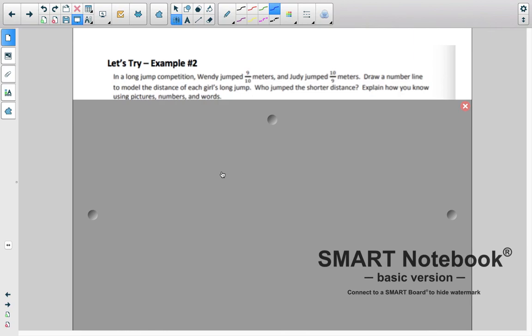It says, in a long jump competition, Wendy jumps 9/10 meters and Judy jumped 10/9 meters. Let's underline that. Draw a number line to model the distance of each girl's long jump. Who jumped the shorter distance? Explain how you know using pictures, numbers, and words.